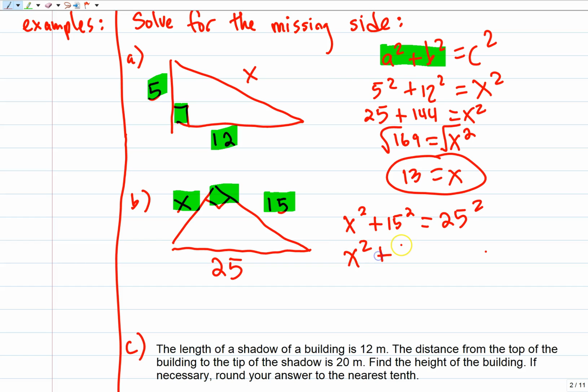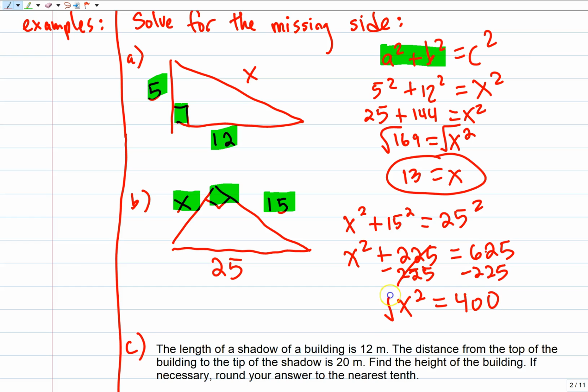X squared plus 15 times 15 is equal to 25 times 25. How would I solve for x? This is basically inverse operations. PEMDAS backwards, we start by undoing the addition using subtraction. And then we undo the exponent. We undo squaring by square rooting. The square root of 400, about 20.